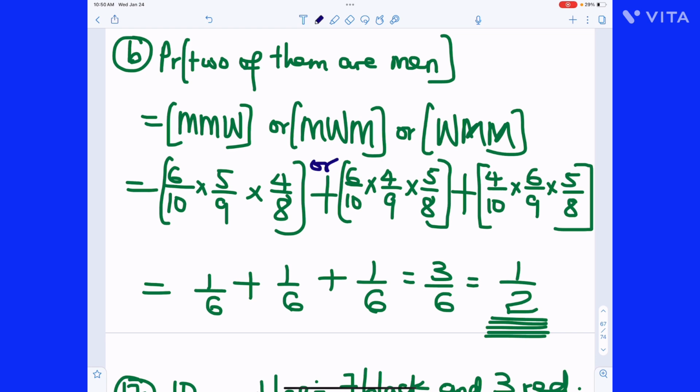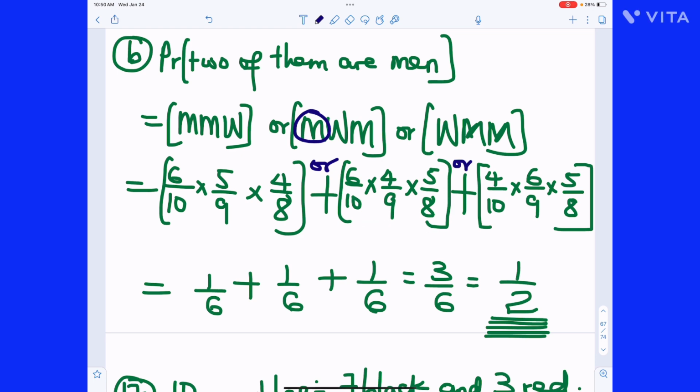Now, the probability that the second person chosen is a woman is 4/9, because there are 4 women, but now the committee has 9 people left since there's no replacement. The probability that the third person chosen is a man is now 5/8, because you've chosen 1 man before here. You chose 1 man first, so the number of men reduces to 5, and the number of people in the committee now reduces to what? To 8. So that's another way you can choose 2 men and 1 woman.